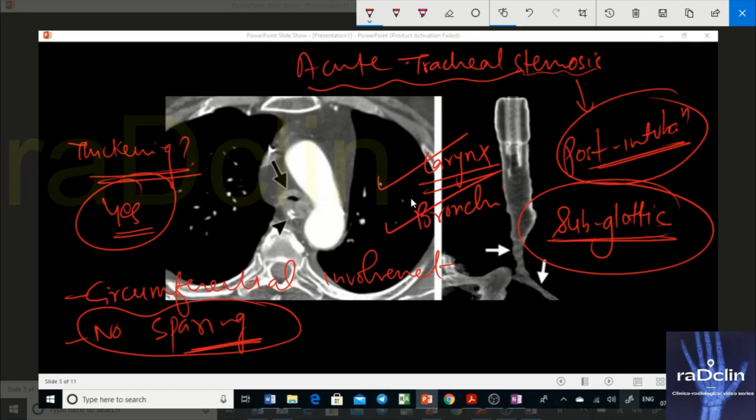But typically, the classical case we have in Wegener's is subglottic involvement of the trachea, with involvement of the complete circumferential wall. There will not be any sparing of a particular part. More important, it will be a diffuse, circumferential thickening like this, and it is a smooth thickening. If you had given me a history of intubation, and I didn't tell you the patient also has cystic, cavitating lesions in the lung, I would have called it an acute tracheal stenosis due to post intubation also, because the image is the same. The history will change things. Okay, that is about this.